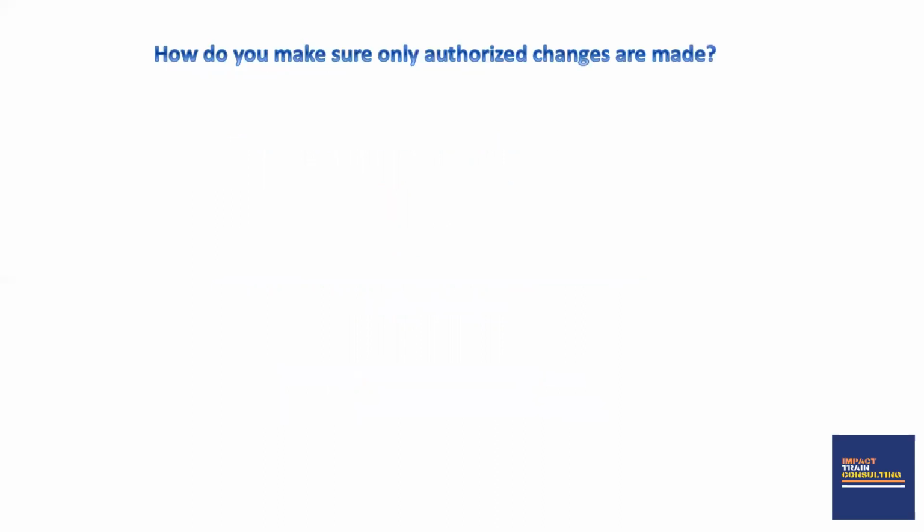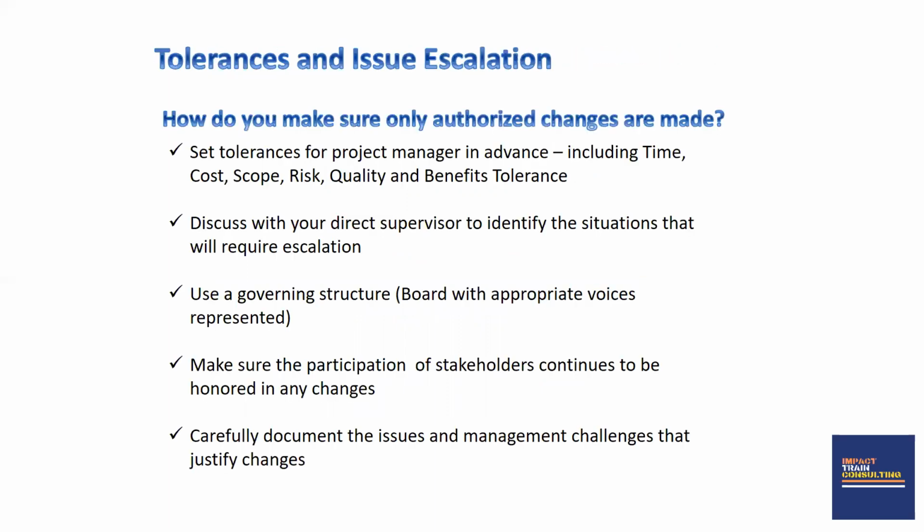Now, in order for you to ensure that only approved changes are made, you need to use what we call tolerances. Project tolerance in project management is the performance limit within which a project manager has autonomy on a project. It is a limit within which you have the authority to exert autonomy on your project.